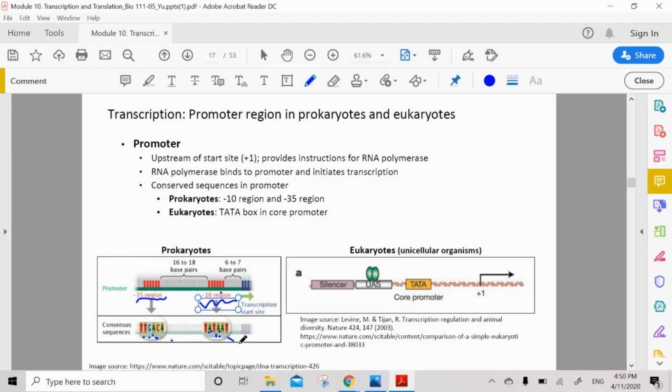Over here, we call that a TATA box. This is just T's and A's, so we call it a TATA box. Now, in eukaryotes, we don't have that -10 or -35 region. What we have is a core promoter that also has a TATA box. It has the TATA box in the core promoter region, but it's not at -10 or -35. And then you may have some other elements like a silencer or activator that can further regulate gene transcription.